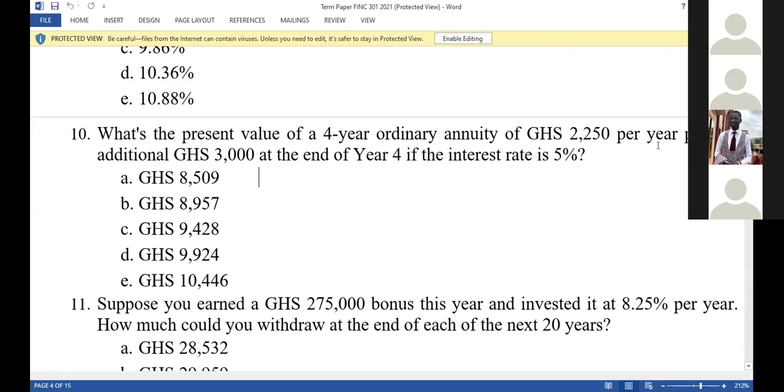So please, I agree with him. It's E. Okay, somebody has had E. Anybody with a different answer or who has not finished? I also had E. Tell me the answer. E, 10,446. Yes, anybody with a different answer? Good. Nana Addison, your answer has been received. That's good. Are we all getting the same answers?